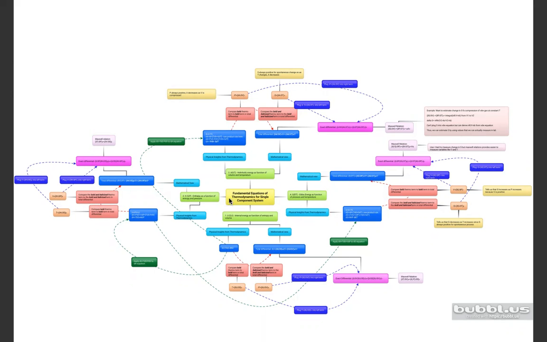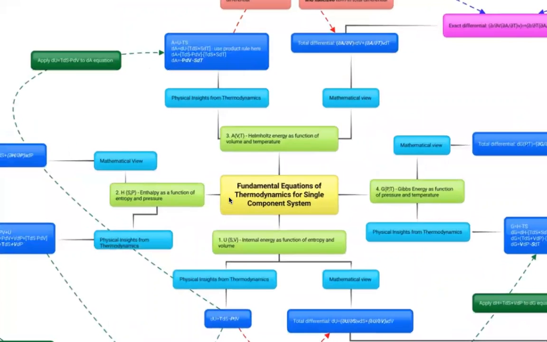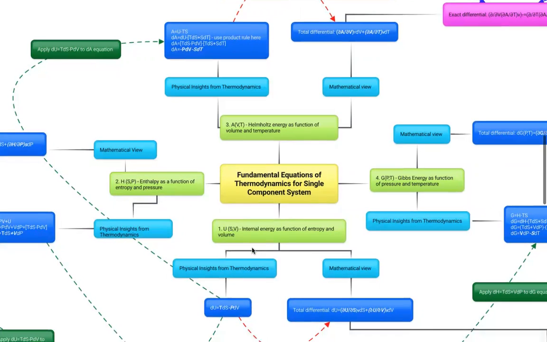First, I have a center yellow bubble that describes the topic, which is the fundamental equations of thermodynamics for a single component system. Around that, I have green bubbles. Each of those green bubbles represents one of the four fundamental equations of thermodynamics, which are internal energy, enthalpy, Helmholtz energy, and Gibbs energy.